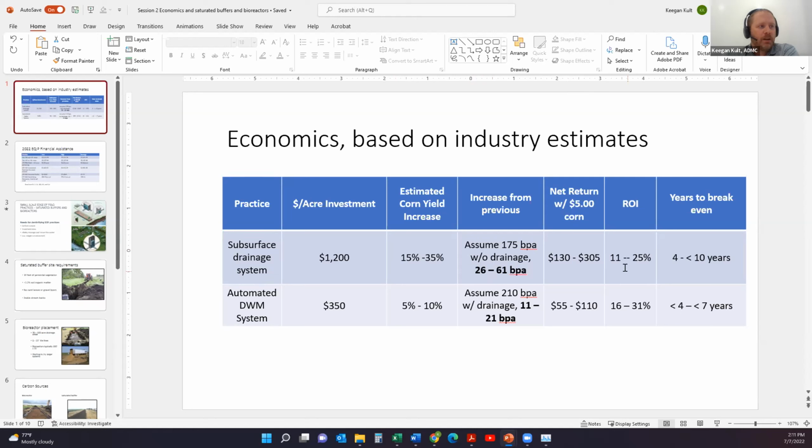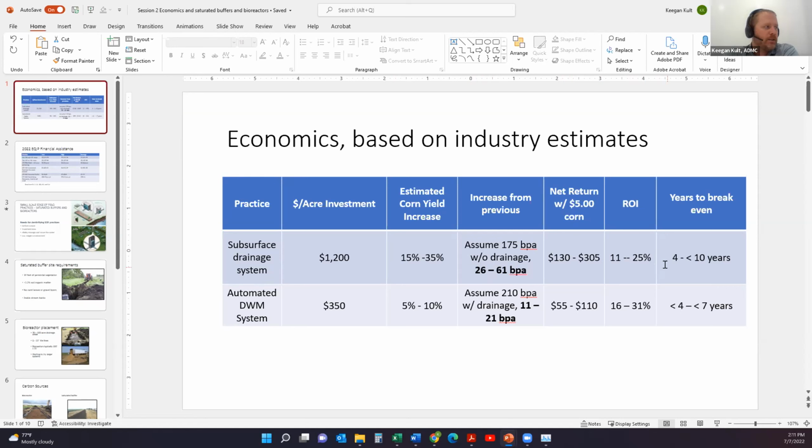That return on investment is about 11 to 25%, or 4 to just under 10 years to get to that break-even point. And that's a real basic economic analysis. There's no discounting interest rate figured in with that.